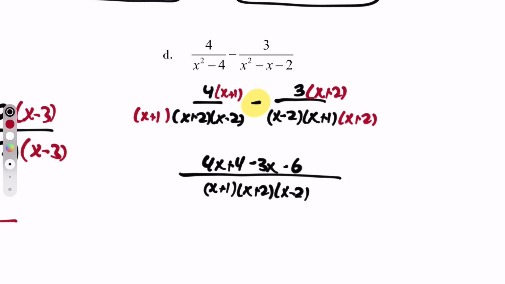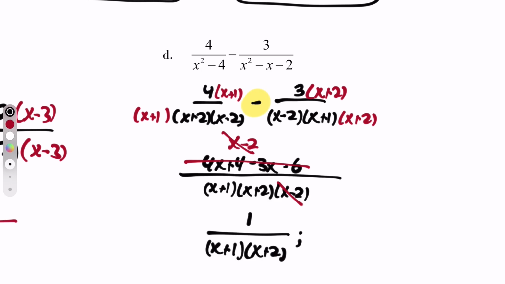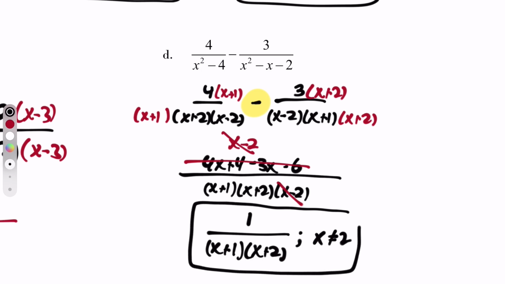Oh, look at that. That's going to become x minus 2, which is going to make that factor cancel. And you're going to end up getting, boy, there's really nothing left except for a 1. We're going to have a 1 left in the numerator over x plus 1 and x plus 2. And remember, we made an x minus 2 cancel completely from the denominator, so we have to tell the viewer that x cannot be 2. It's not part of the domain.